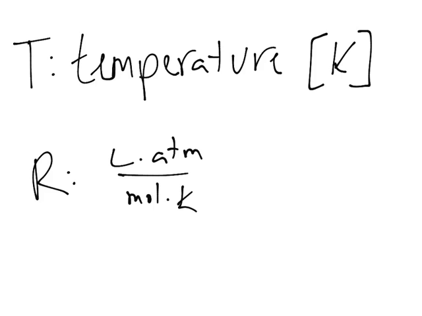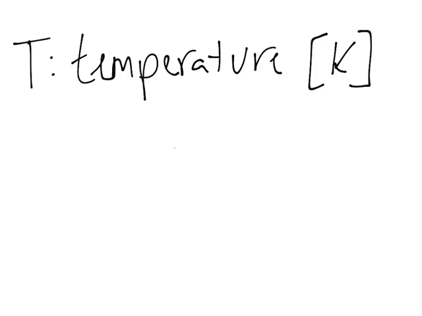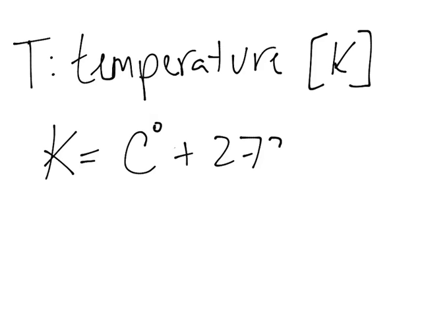So if you forgot how to convert your temperature from Celsius to Kelvin, it's only Kelvin will be equal to your temperature in Celsius plus 273.15, and that will give you your temperature in Kelvin.